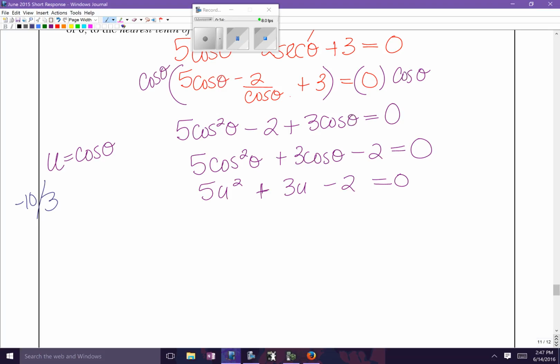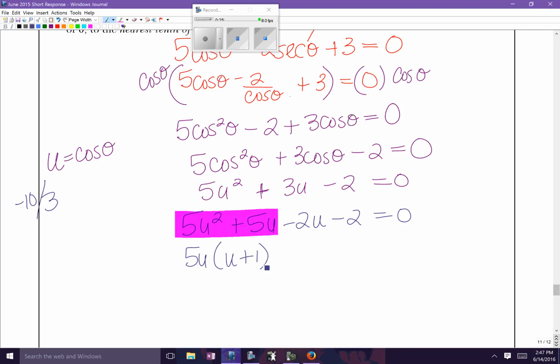If you said 5 times -2, you are correct. So this is going to be 5u squared plus 5u minus 2u minus 2 equals 0. Again, there's 4 terms here, so I'm going to factor by grouping. I'm going to group these guys together first. Their GCF is 5u. It's going to be u plus 1. Then the next grouping together, I'm going to group these guys together. Their GCF is -2. It becomes u plus 1. I know I factored correctly because I have u plus 1 in a parenthesis in both terms. I group the 5u minus 2 in a separate parenthesis.